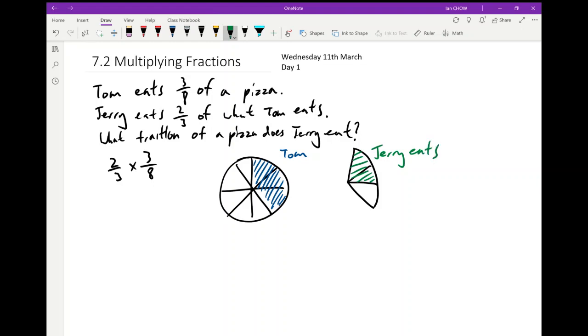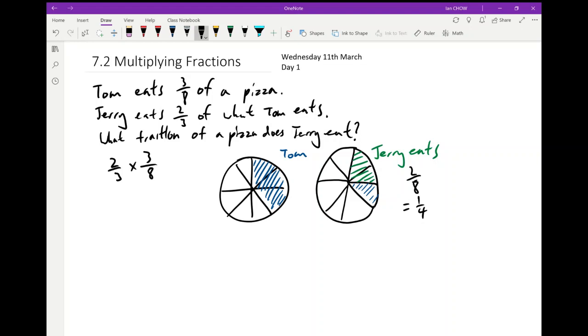Overall, in terms of the fraction of a whole pizza, if I continue making that whole pizza again, Jerry eats how much of a fraction of the whole pizza? That's going to be 2/8, so Jerry eats 2/8 of the whole pizza, which is actually 1/4.